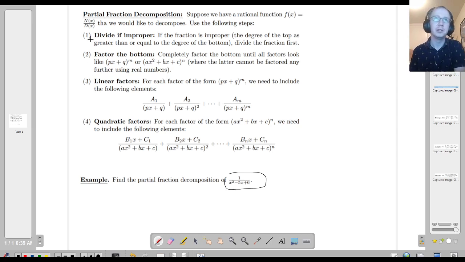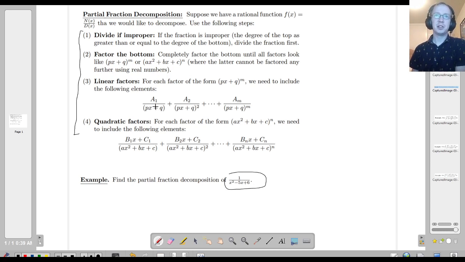actually not that complicated. So the very first thing we're supposed to do is actually something we've already covered in section 8.1. If the degree is bigger on top than the bottom, go ahead and do long division first. It might make your job easier. Second, go ahead and factor the bottom of that fraction. Right, like in our case, we've got 1 over x squared minus 5x plus 6. We can definitely factor the bottom there.